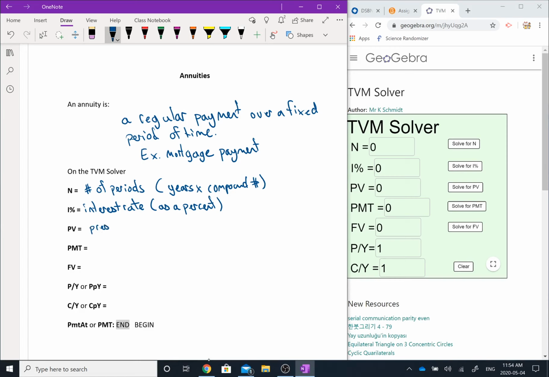PV is present value. PMT is the payment amount. FV is your future value. P/Y, or PPY, is the payments per year. And C/Y, or CPY, is the compounding periods per year.